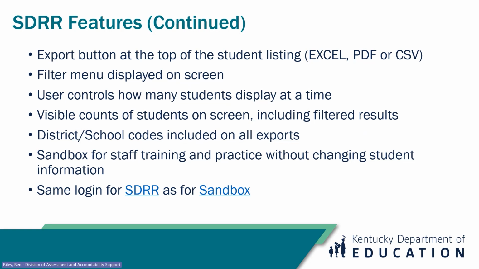Continuing with SDRR features, we emphasize the practicality of exporting student listings in various formats. This includes Excel, PDF, or even CSV. This feature is particularly useful for keeping track of roster changes and annotations. User-friendly filters and display controls enhance your ability to manage and view student data efficiently. The inclusion of district and school codes on all exports simplifies the process of tracking and accountability across different institutions.